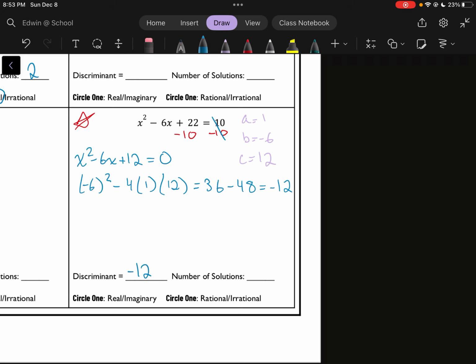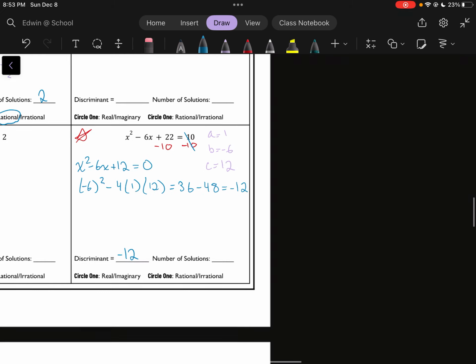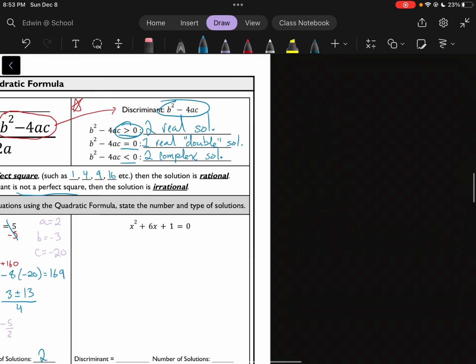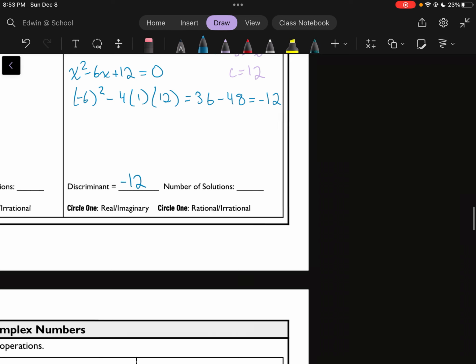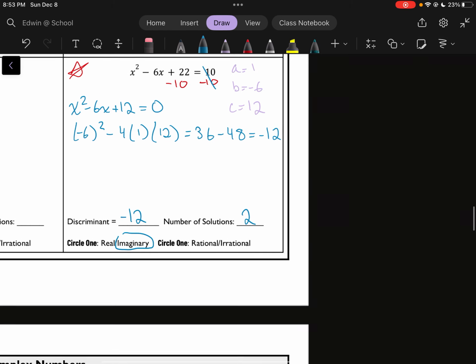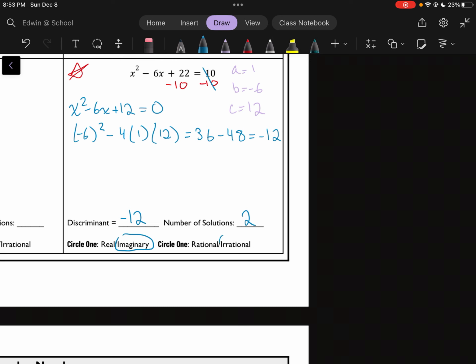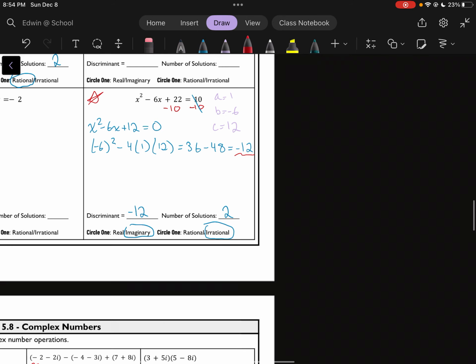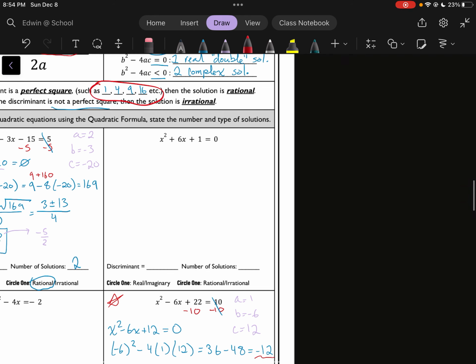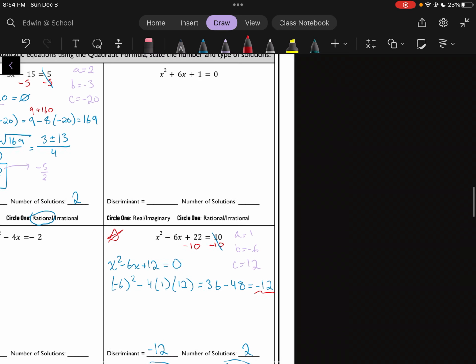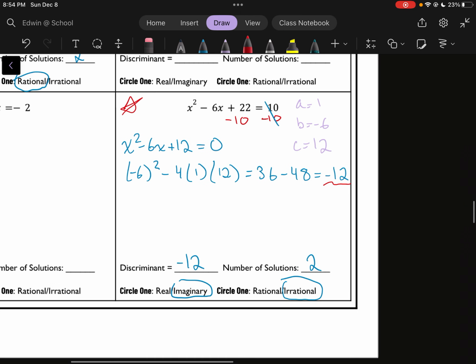Okay, so we got a negative number for a discriminant. Since it's negative, what does that tell us? Let's see. Oh, it's negative. That means we got two complex solutions. Okay, so number of solutions, 2. We got complex or imaginary. That's another way of saying it. And we're going to have irrational solutions since 12 is not a perfect square. 12 is not a part of the perfect square numbers that we showed right here. But anyways, let's continue.